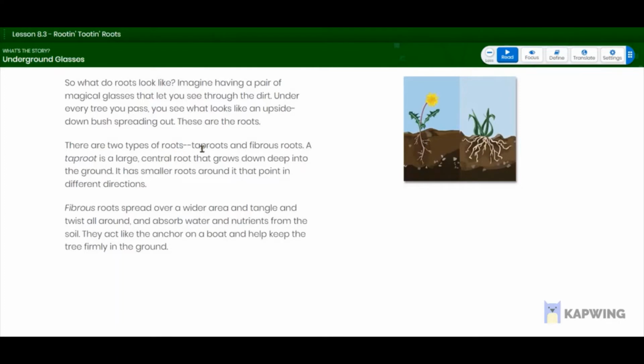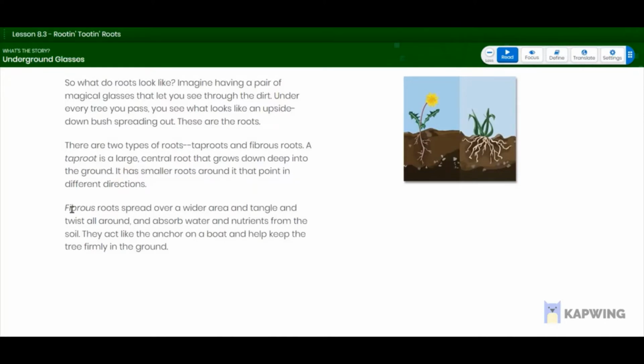There are two types of roots: tap roots and fibrous roots. A tap root is a large central root that grows down deep into the ground, kind of like this one. It has smaller roots around it that point in different directions. So this is a tap root. It has a large central root, this bold line in the middle, that grows down deep into the ground, and then there are smaller roots shooting off of it, going in every direction.